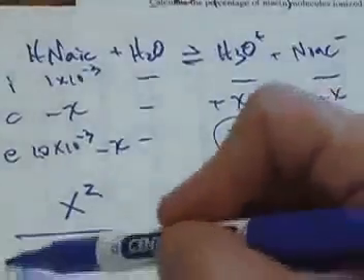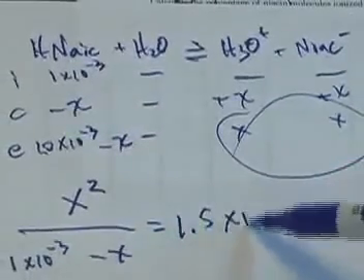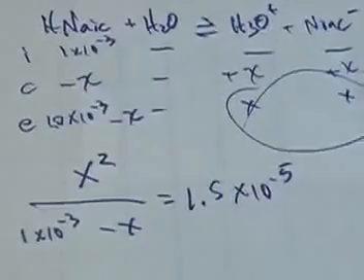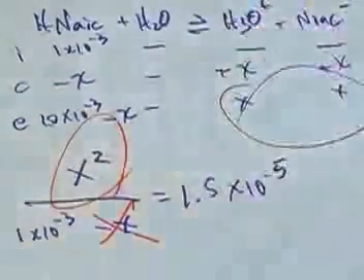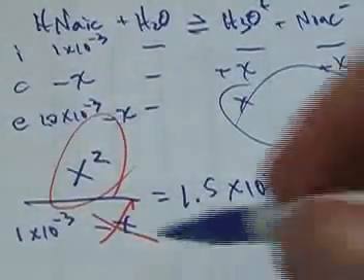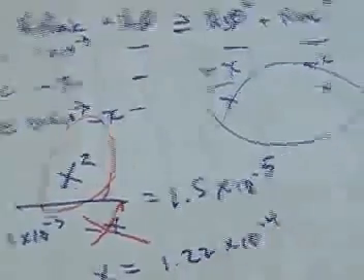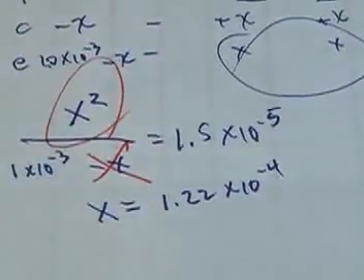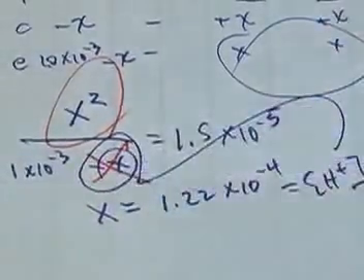And so it ends up being x times x, or x squared, divided by 1 times 10 to the negative third minus x, is equal to Ka, which we solved for before, and that was 1.5 times 10 to the negative fifth. Now let's ignore the x. Solve for x, and it turns out in this case that x equals 1.22 times 10 to the negative fourth. This is our H plus ion concentration when we ignore this x.